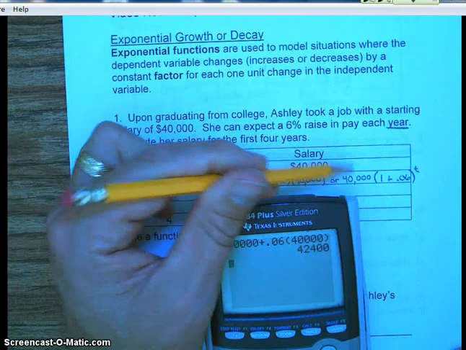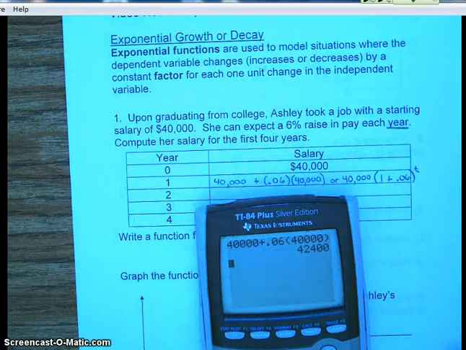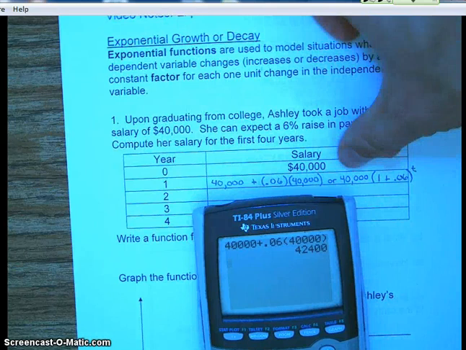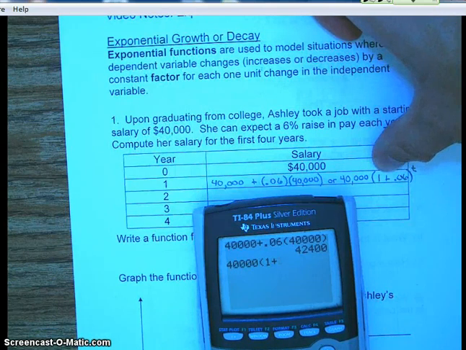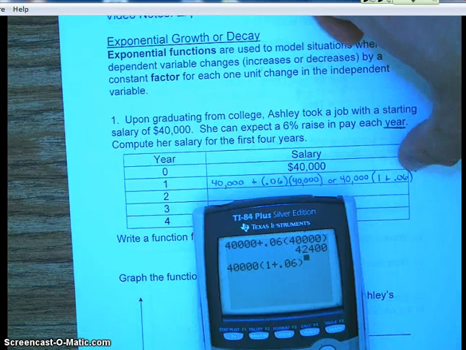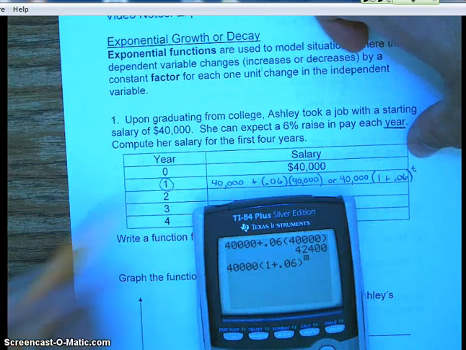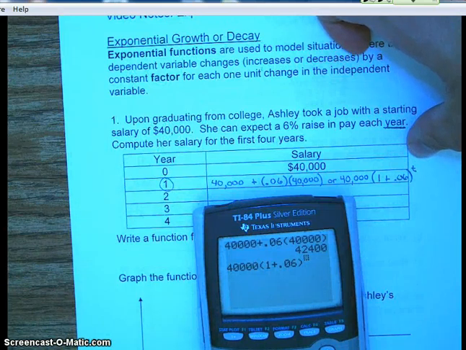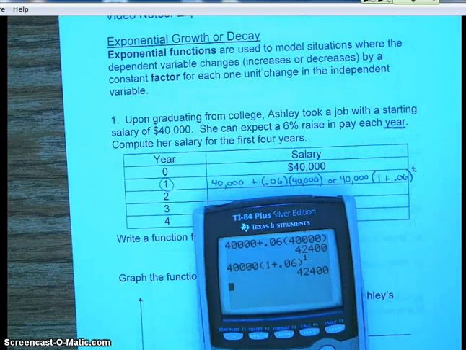Okay, now let's take a look at this one where we factored out the 40,000 and see if it gives us the same. So 40,000 times 1 plus 0.06 raised to the, and in this case t is 1, raised to the first power. And notice we get the same answer.